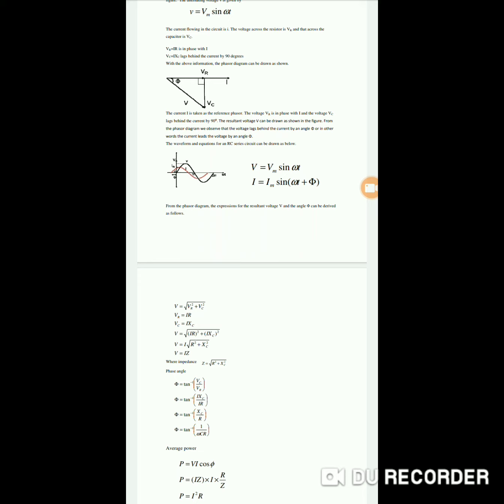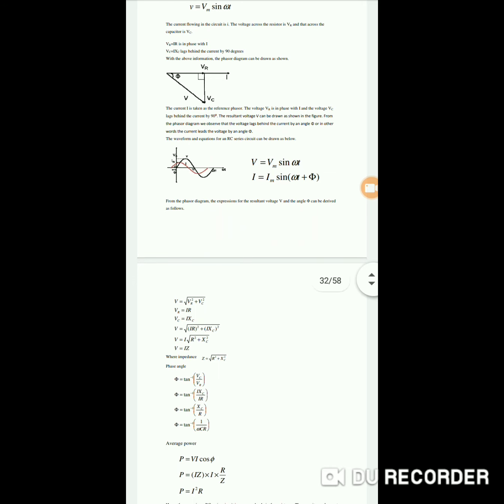These two, resistance and capacitive reactance, can be written as impedance. So V is equal to I into Z, where Z is equal to the square root of R square plus XC square. Now we'll see the phase angle.